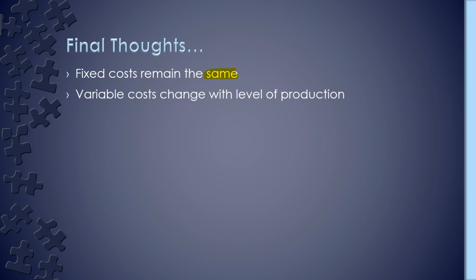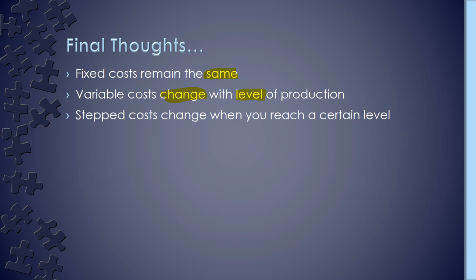So my final thoughts then for this presentation are, the fixed costs are always remaining the same. So it doesn't matter how many units you produce, you are always going to pay that same amount of cost, and that's going to be your rent, your rates, things like that. Your variable costs are going to change with your level of production. So as you produce more units, you're going to pay more with all of your variable costs. So they're your direct costs, your direct materials, direct labour.